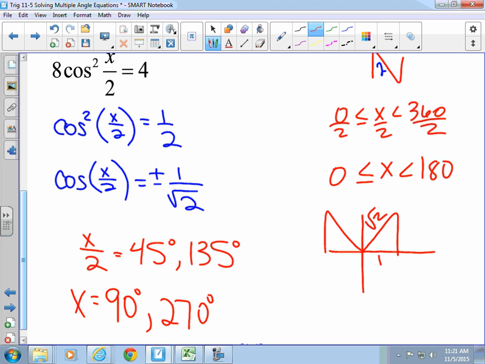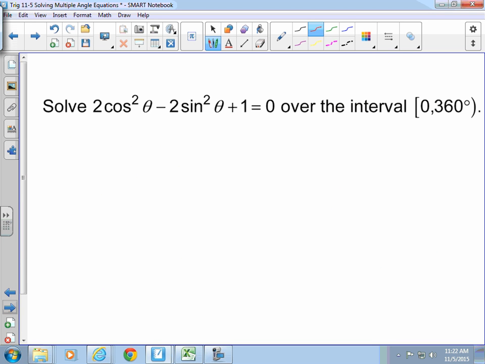Any questions about those? Do you see why 270 is the last option? Anything bigger than that, when I multiply it by 2, would get it outside of 0 to 360. That interval part might be the hardest part.